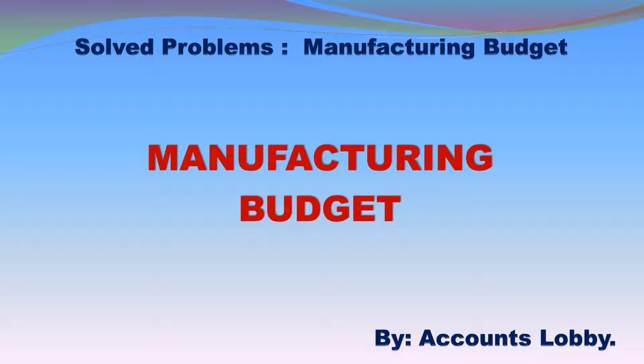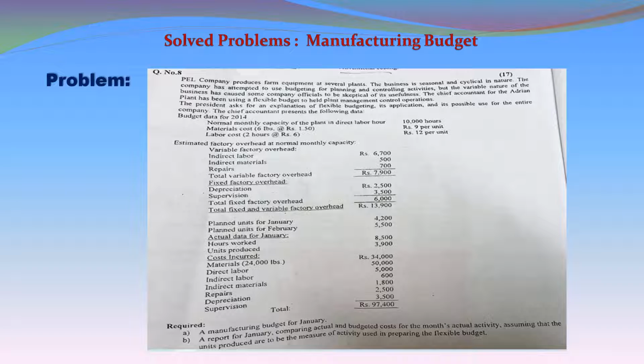Solved problems. Manufacturing budget. Problem: PEL company produces farm equipment at several plants. The business is seasonal and cyclical in nature.